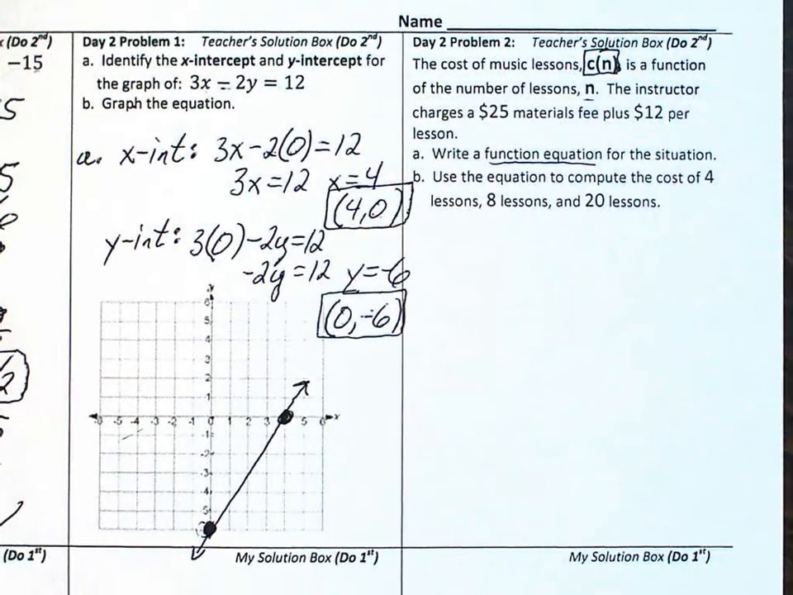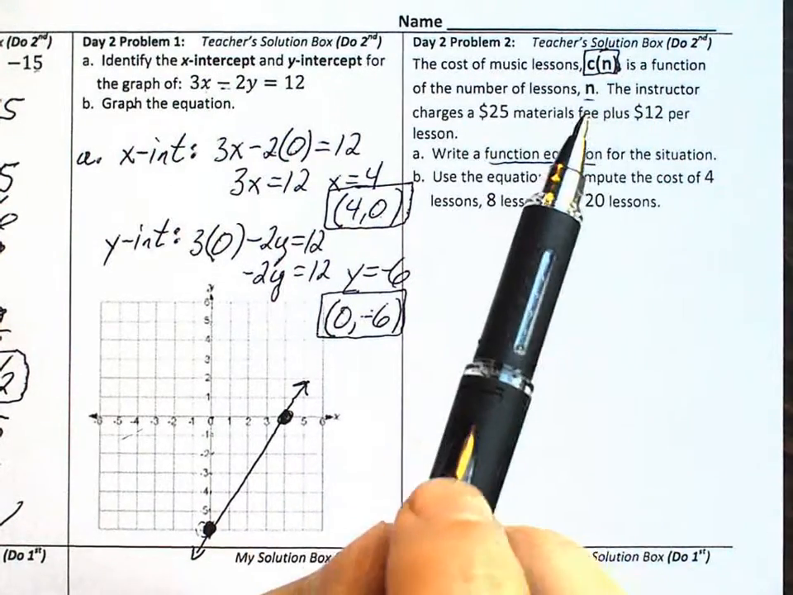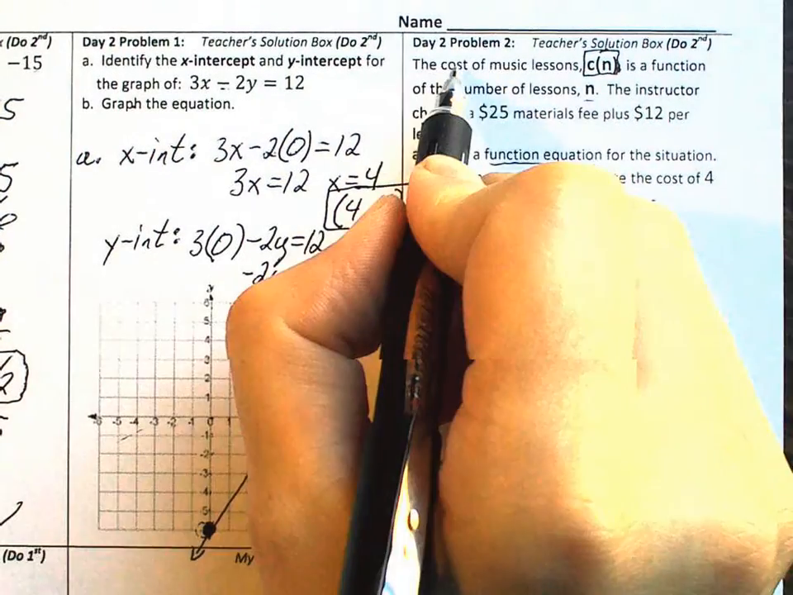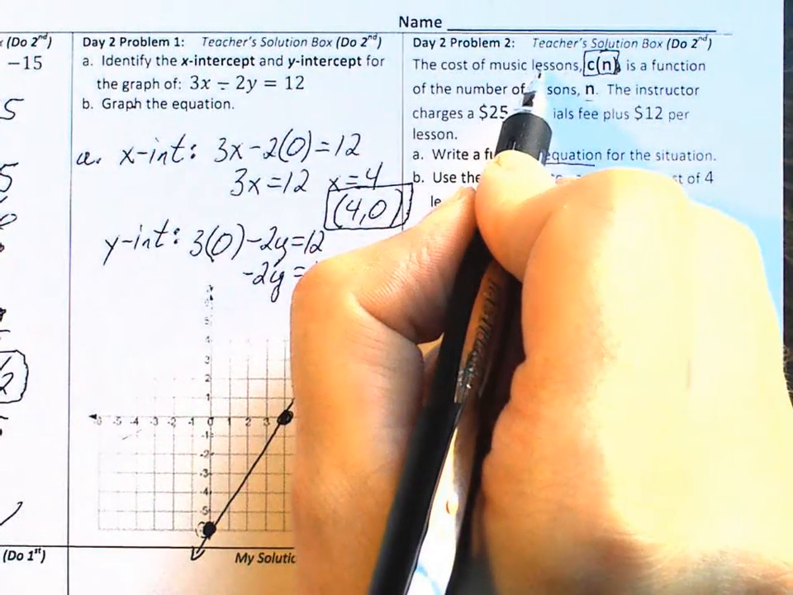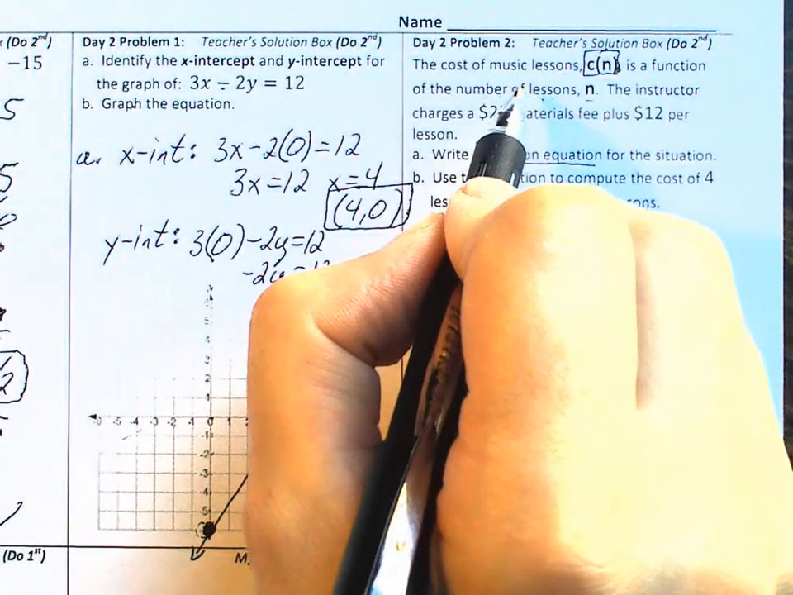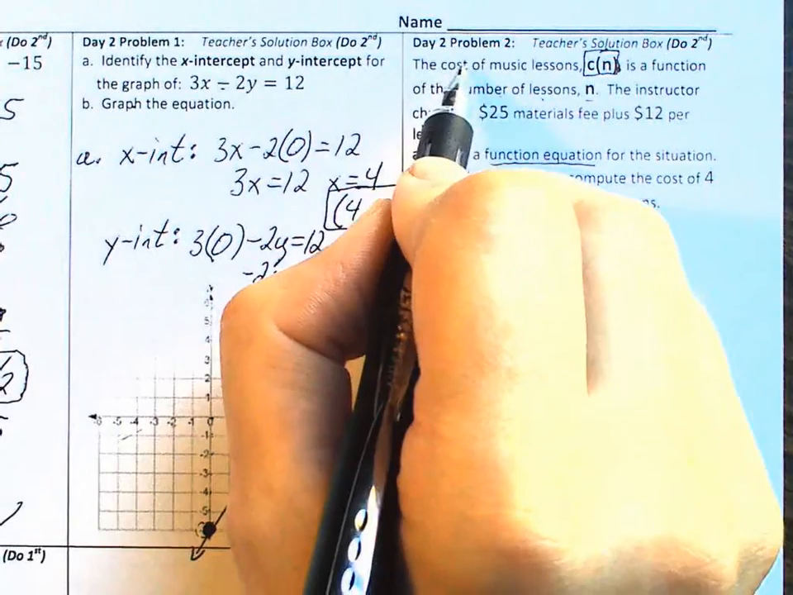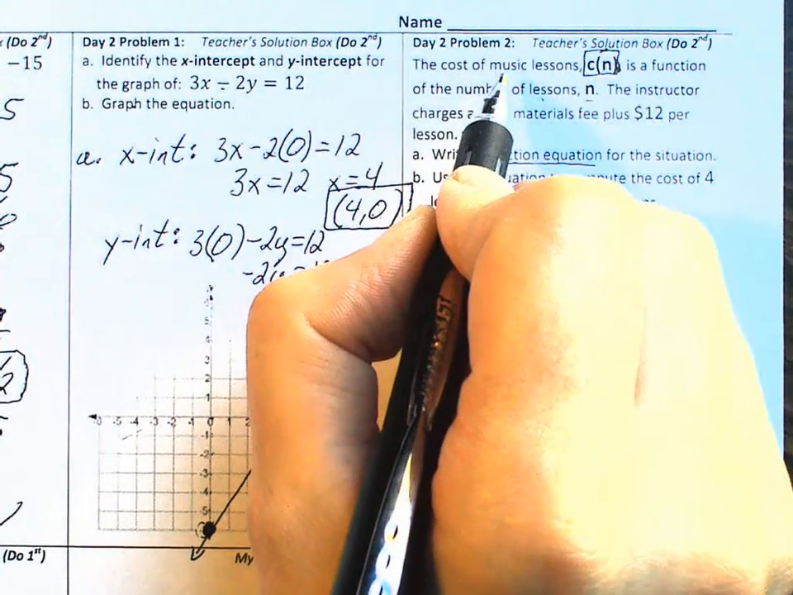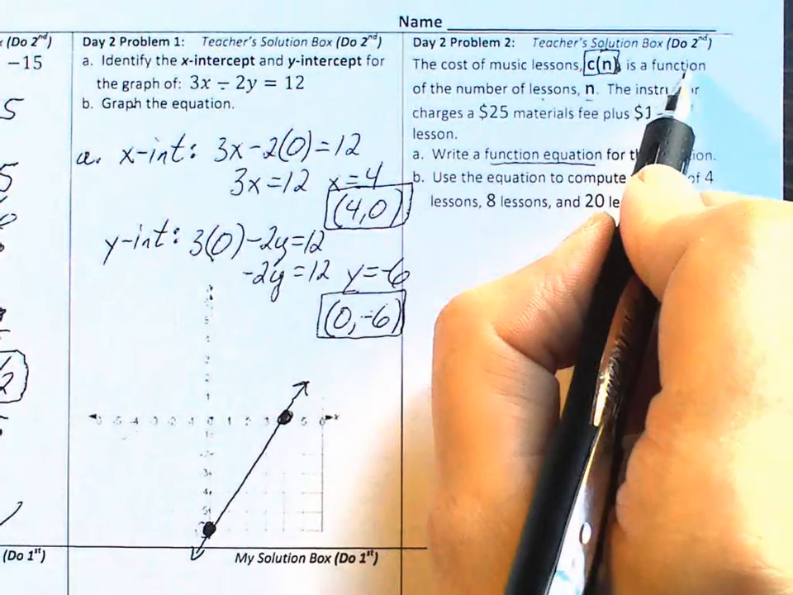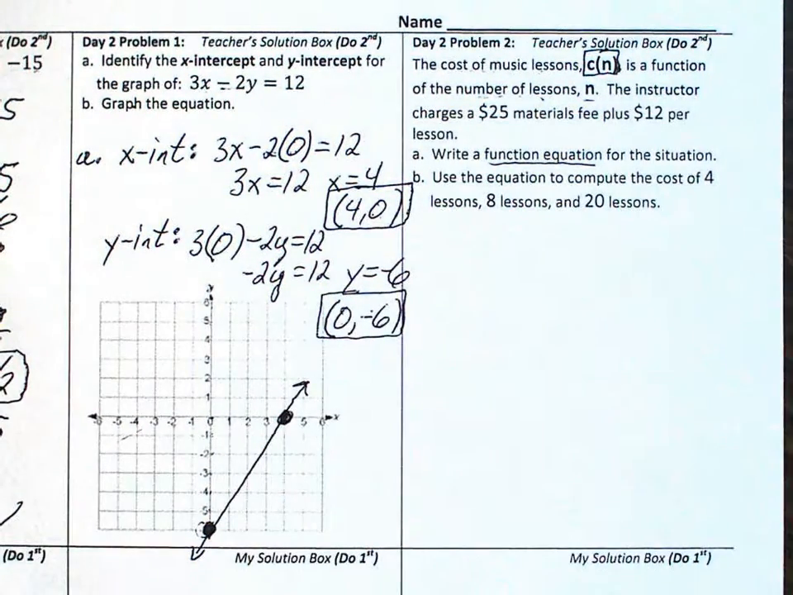What a function indicates in this particular problem is that it's a word referring to there being a relationship between the cost of buying some music lessons and the number of lessons that you pay for. There's a relationship between them. The cost of the lessons is going to depend upon the number of lessons you pay for. The word function gets at that idea.